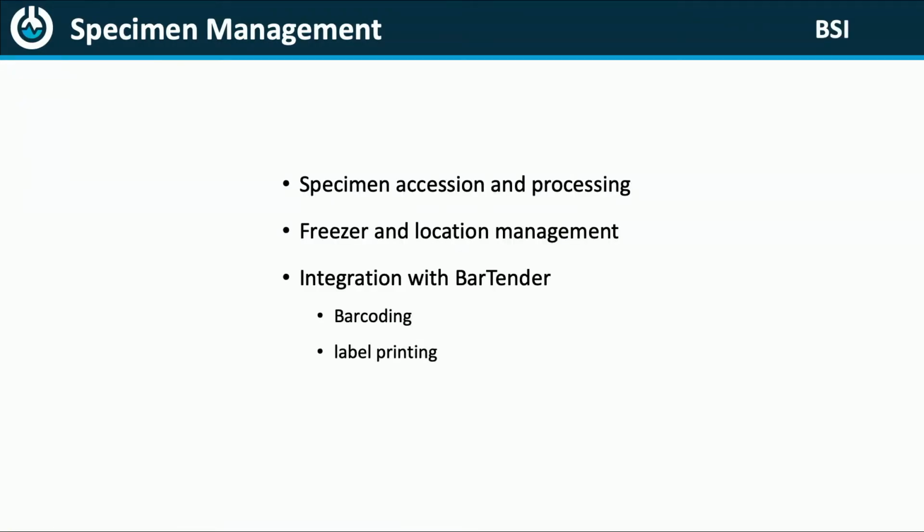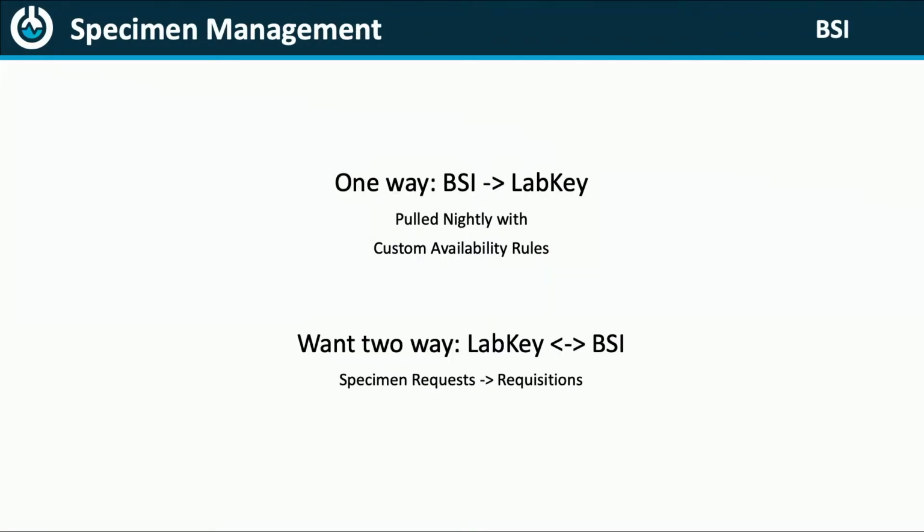This is an operational system for our labs. This is where they're doing accessioning and processing of samples, freezer and location management, and integrations with Bartender. Bartender is software that will do barcoding and label printing. What we have currently is a one-way interaction with BSI. We pull data nightly and apply custom availability rules.